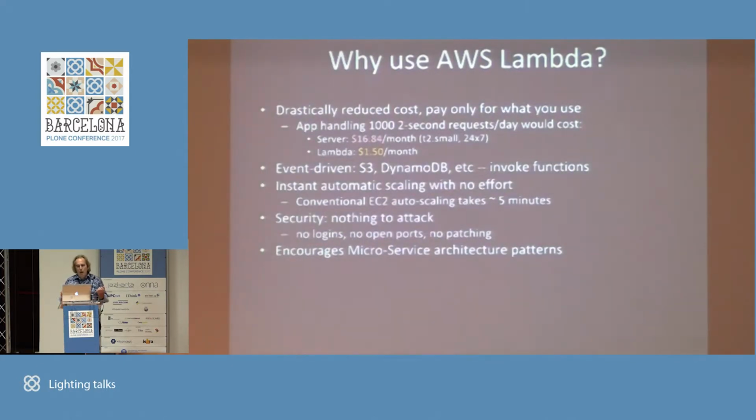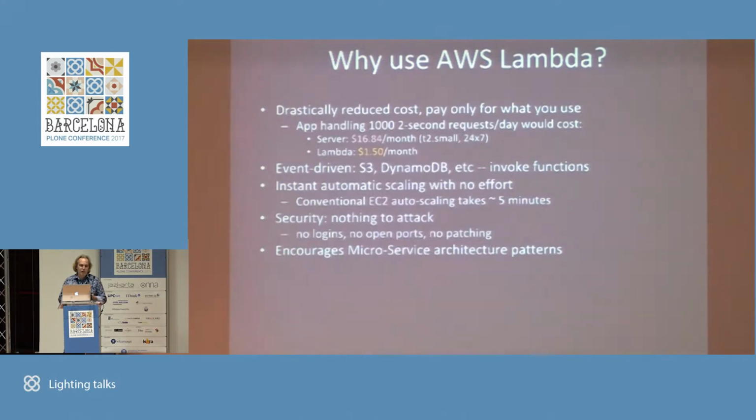So why Lambda? I have just an example application. If you have 1,000 2-second HTTP requests on a small EC2 instance, it costs about $16 a month. If you use Lambda, the same thing will cost you about $1.50, a 10-to-1 savings. It's event-driven. You store something in S3, it causes the Lambda to run, and that process goes, and then you're only charged for that. It automatically scales.